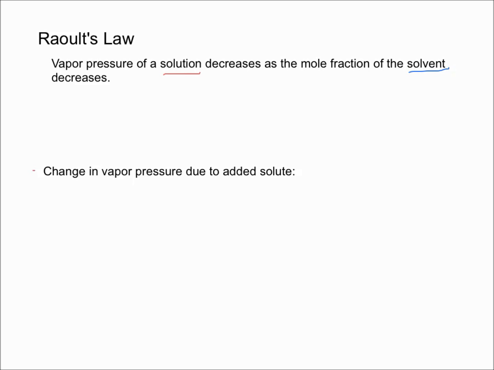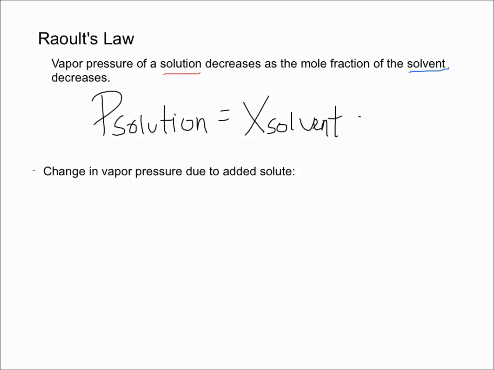And well, out of this, we can obtain the following formula. The pressure of the solution is going to be equal to the mole fraction of the solvent times the vapor pressure of the pure solvent. And that is represented with this little dot next to it.